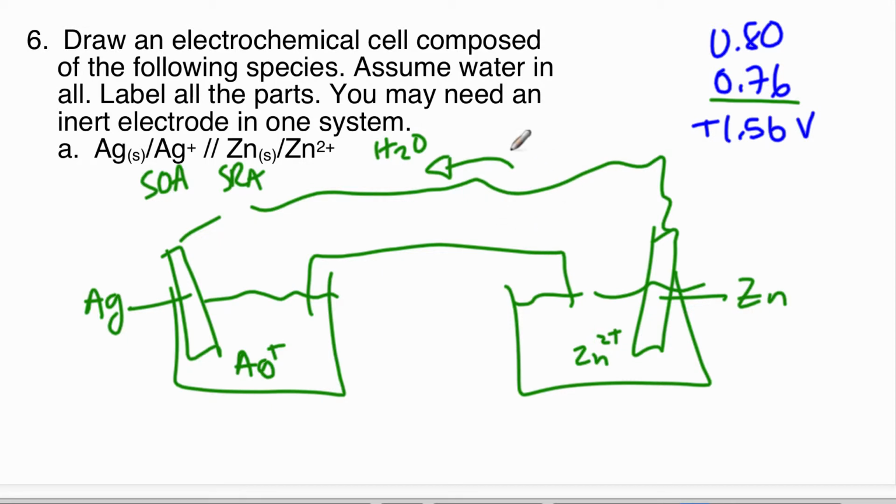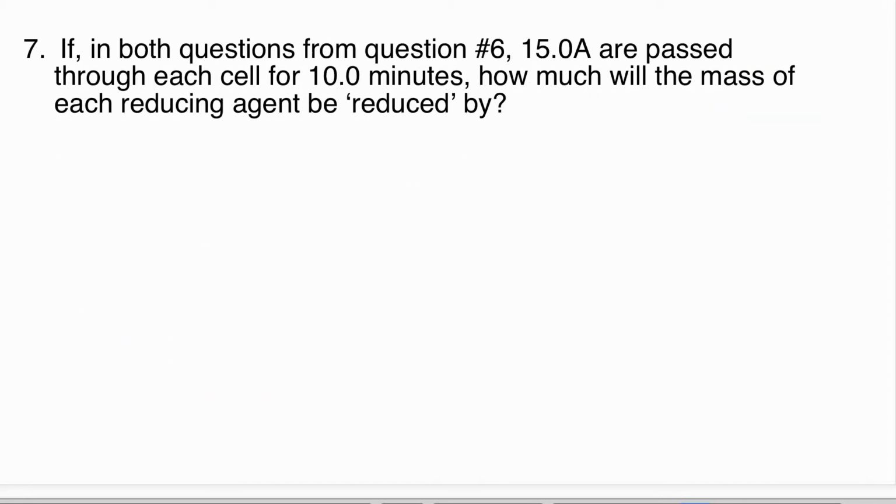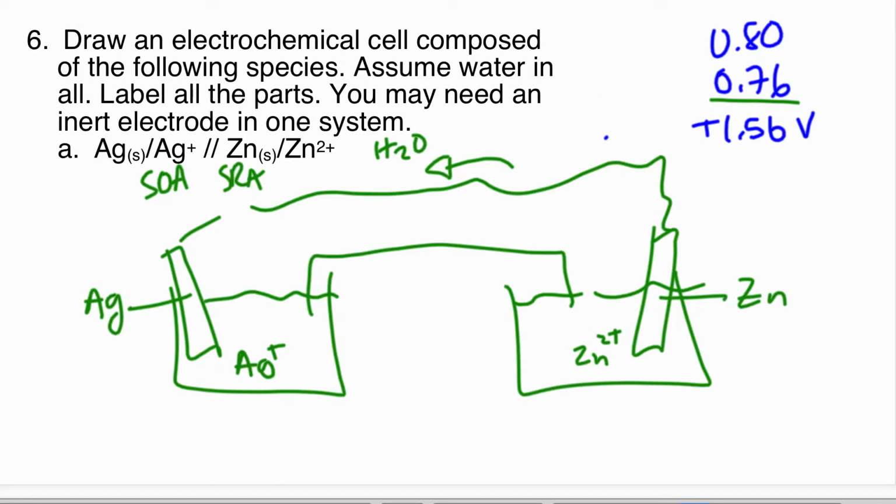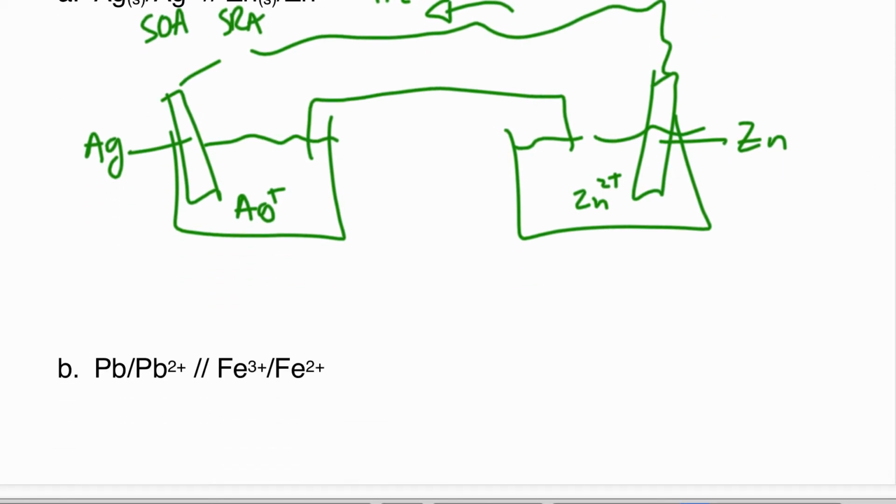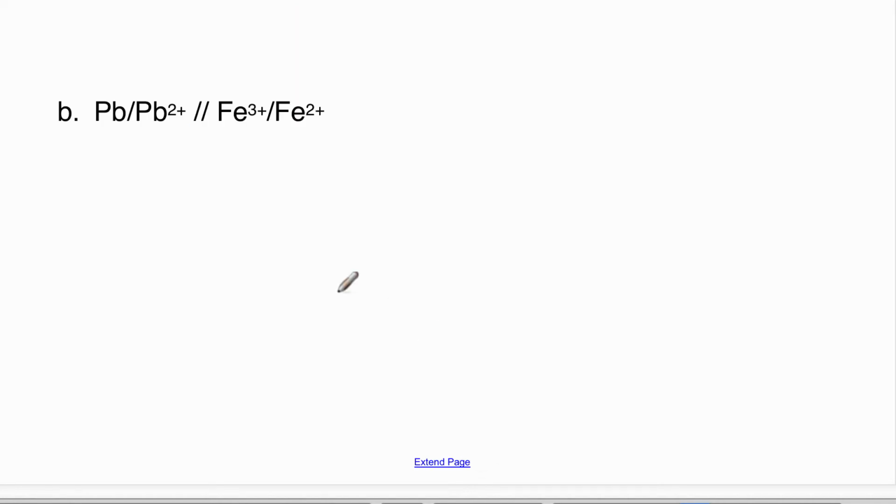Okay, I think we have indicated all of those things. All right, let's try the next one. Oh, there were two questions. Is there another question? Oh, here's the other question. Okay, a lead 2 plus, Fe 3 plus, Fe 2 plus. Oh, there's no electrode there. Let's put in one. Let's maybe put in a carbon one, an inert electrode.